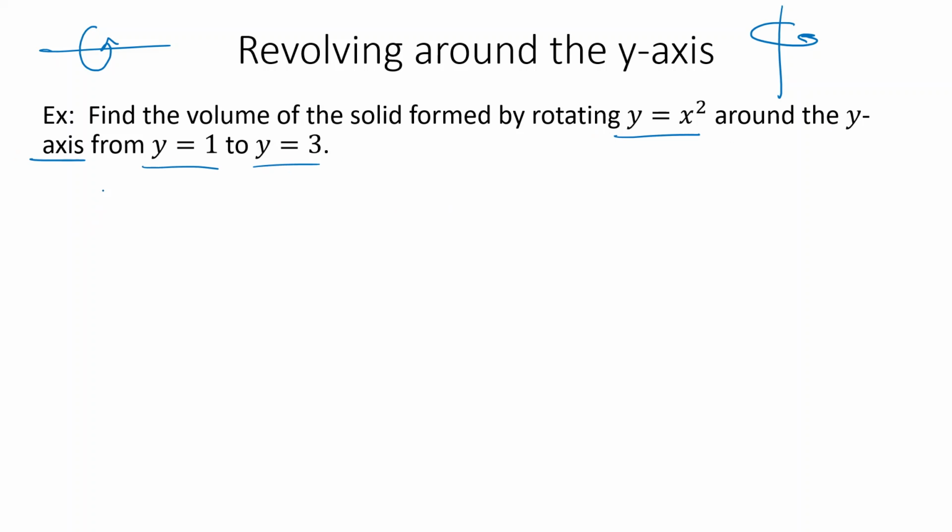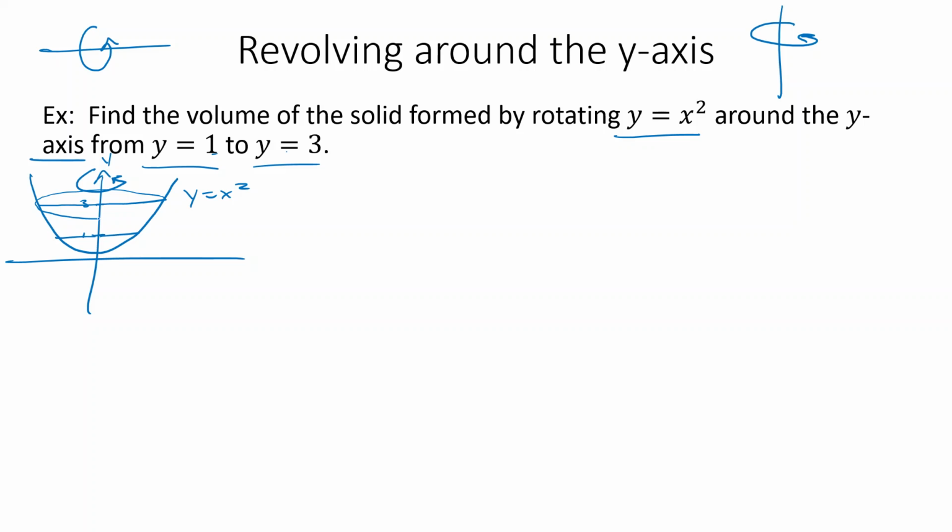So let's take a look at the graph. First up, here is y equals x squared, and we want to revolve that around the y-axis. Here's our y-axis, so we're going around this guy from 1 to 3. So basically we're taking this region and spinning it around here. We get almost like a bowl, but kind of missing the bottom of the bowl.